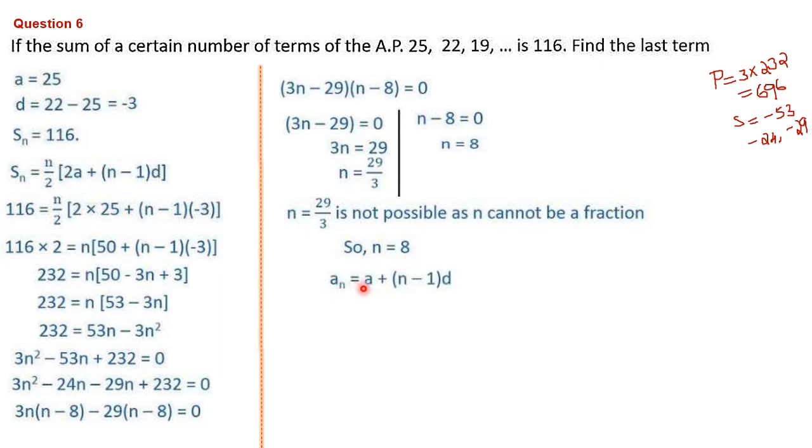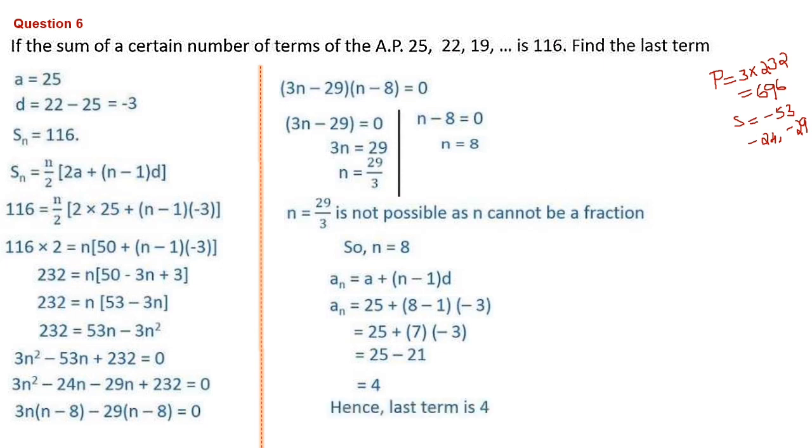Then an, we have to find out the last term. So here the number of terms we have got is 8, and the last term means the 8th term. That means an is equal to 25 plus 8 minus 1 into d. d is minus 3. That is 25 plus 8 minus 1, 7 into minus 3. So 25 plus, minus 7 into 3 is 21. 25 minus 21 is 4. So the required answer is 4.